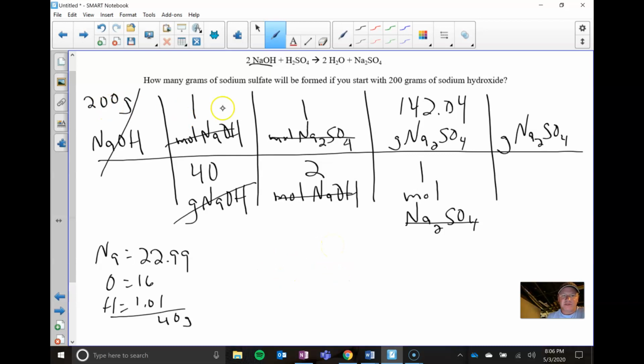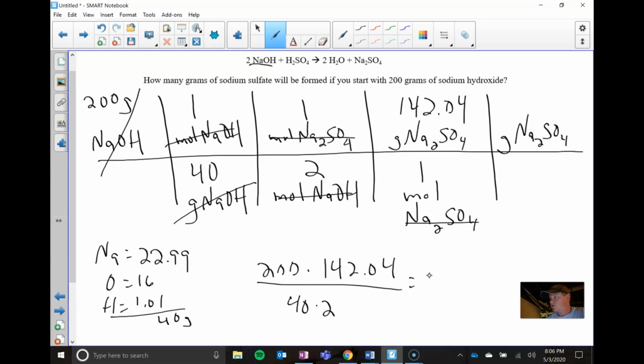I multiply across the top, so I've got 200 times 142.04 divided by what's on the bottom, 40 times 2. So on top, 200 times 142.04 equals, I got 28,408, and then divided by 40 times 2 on the bottom, which is 80. And that gives me 355.1 grams of sodium sulfate.